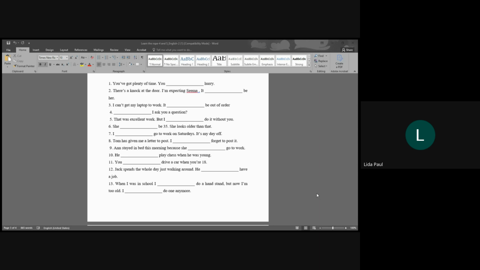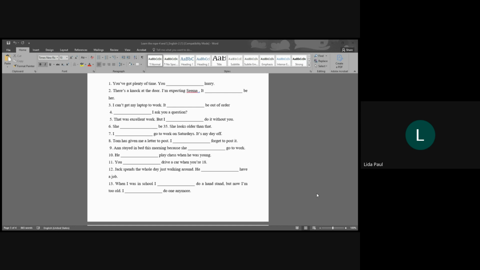First sentence. What do you think is a good supply? You've got plenty of time. You dash hurry. You shouldn't hurry. You couldn't hurry. It's not worry, it's hurry. You've got plenty of time. Shouldn't looks like an okay answer here.